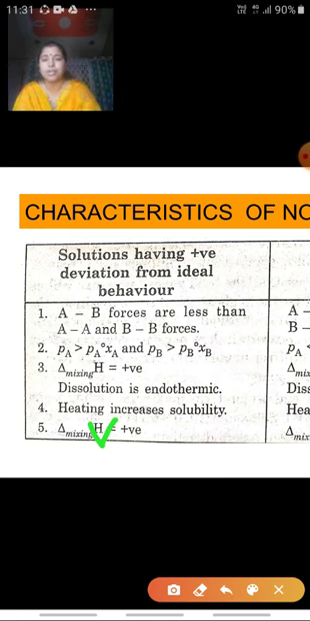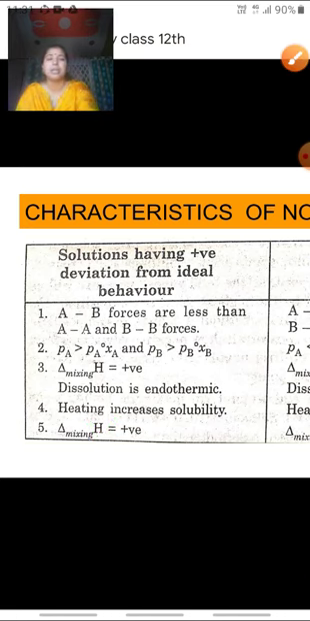This delta V of mixing should be positive. That means the volume change on mixing should be positive. Volume will increase. The total volume, if 20 ml and 10 ml are mixed together, will not be 30 ml. It will be more than 30 ml. It will be either 31, 32 or point something. Clear?